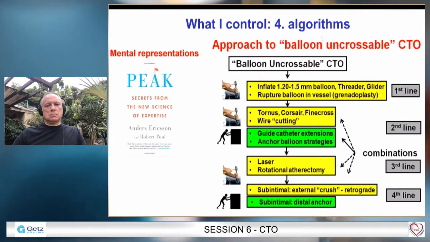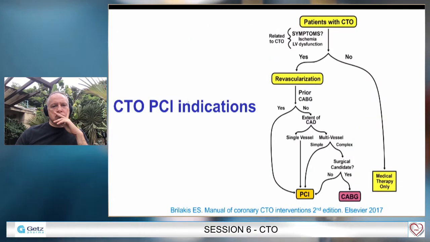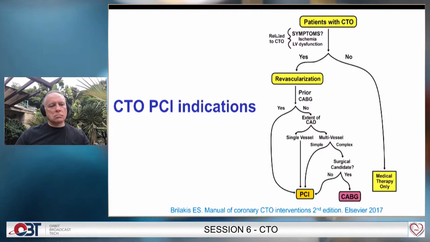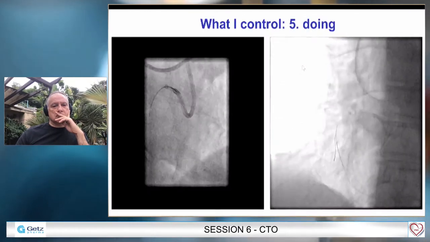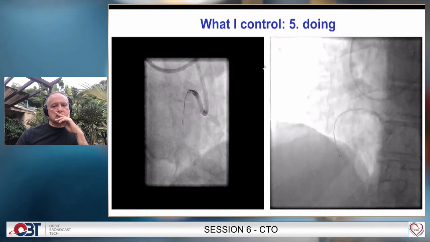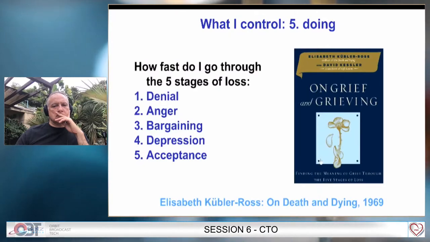We control how we understand and how we internalize the various algorithms. This is an example of the Salzen algorithm for the subgroup of balloon-crossable lesions, and having a CTO crossing algorithm that has recently been merged into a global crossing algorithm. We also control our understanding and discussion with the patient about when to perform CTO PCI, which is mainly done to improve symptoms. And finally, we control what we actually do during the procedure. This is an example when we're trying to re-enter in the middle of the right coronary artery, or an example where things go wrong. And what we control is what we actually do.